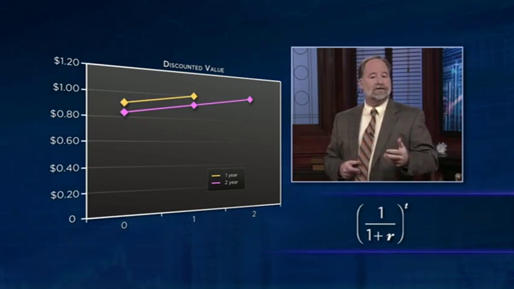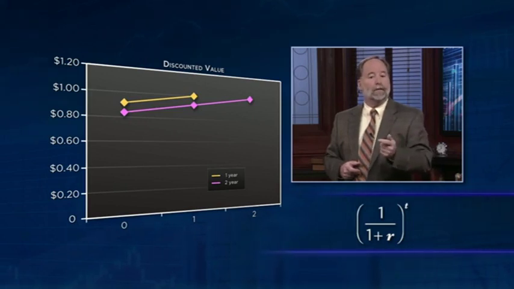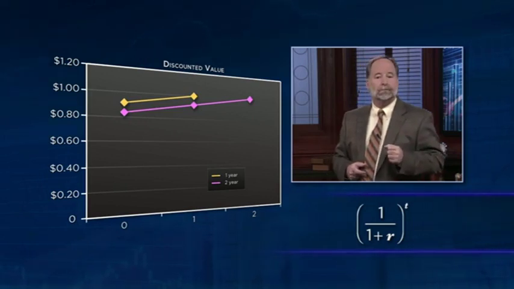Also, the greater the interest rate r, the greater the discounting. The smaller is the fraction 1 over 1 plus r raised to the t.